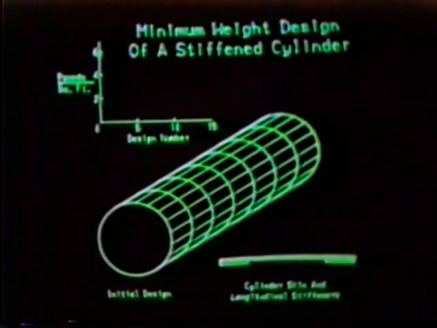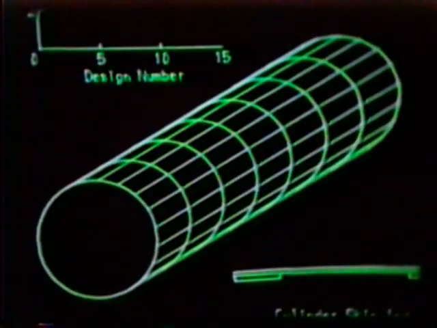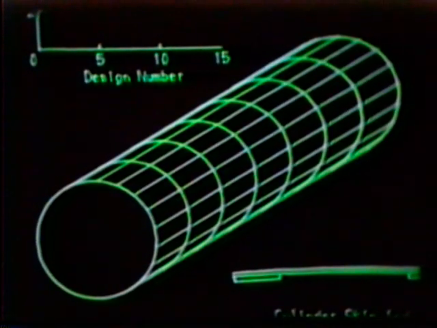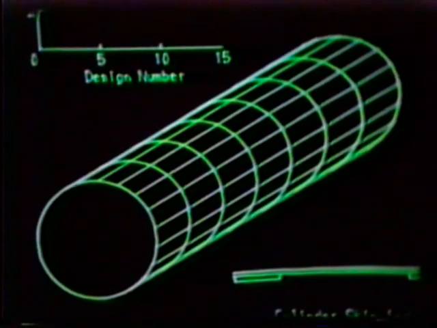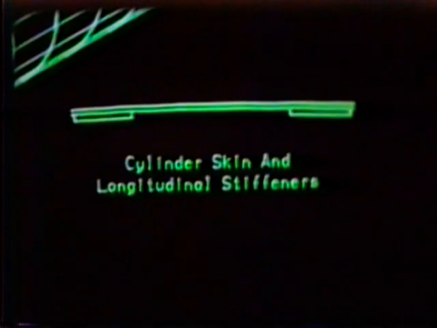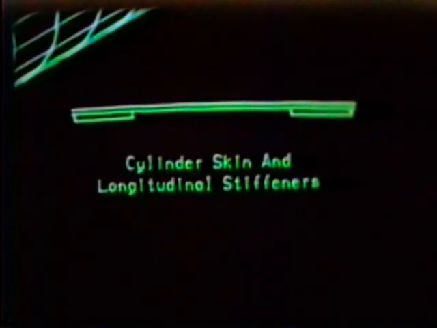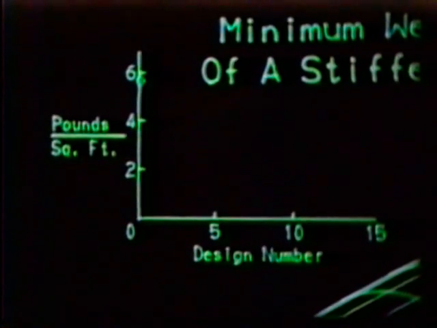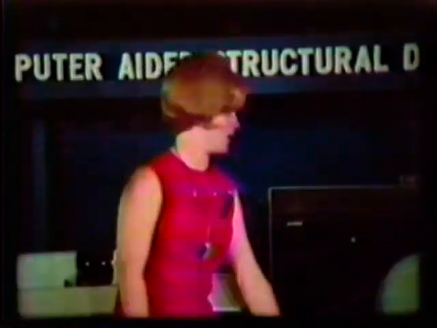Here we have three drawings. The cylinder with circumferential and longitudinal stiffeners. For clarity, only every third stiffener is shown. A detail of the cylinder skin and longitudinal stiffeners, and a plot which shows how the weight per unit area changes with each stage in the redesign. The weight per unit area of the initial design is approximately 5.7 pounds per square foot.